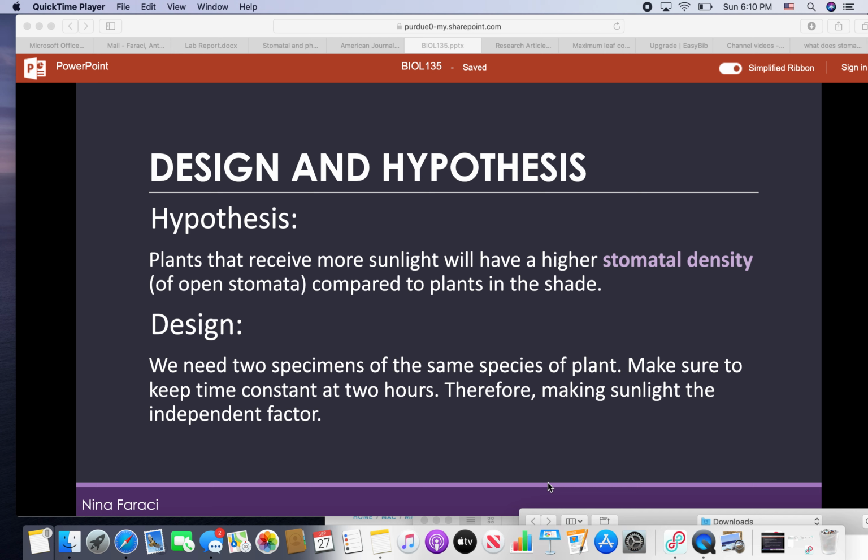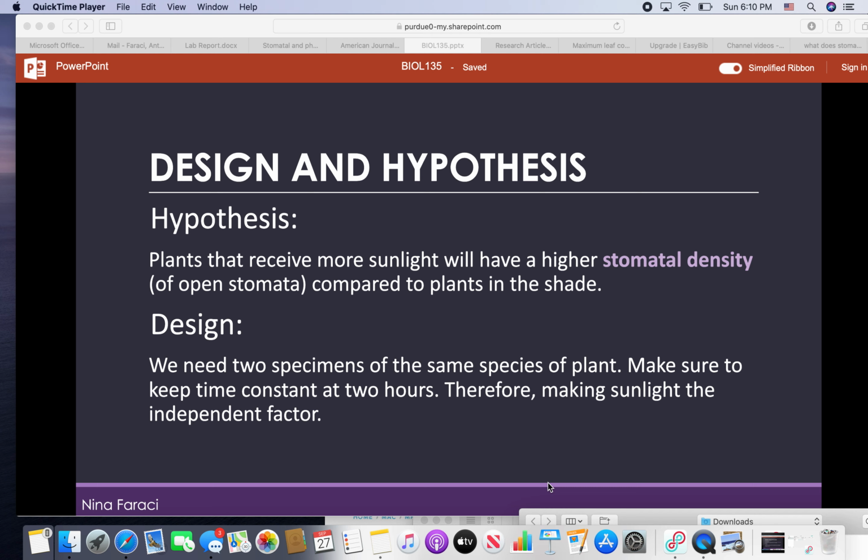Our hypothesis is that plants that receive more sunlight will have a higher stomatal density compared to plants in the shade. We believe more stomata will be open because of the increase in exposure to sunlight compared to the plants in the shade for a prolonged amount of time.